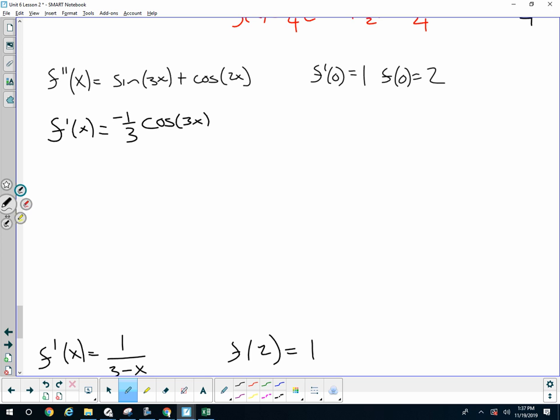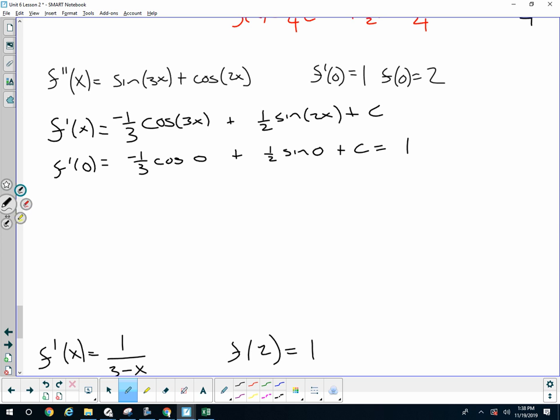Because of the chain rule, I need that 1/3. Same with having a 1/2 in front of the sine. If I plug in 0, I need to know that the sine of 0 is 0, the cosine of 0 is 1. So I'll just add 1/3 to 3/3 to get c as 4/3.